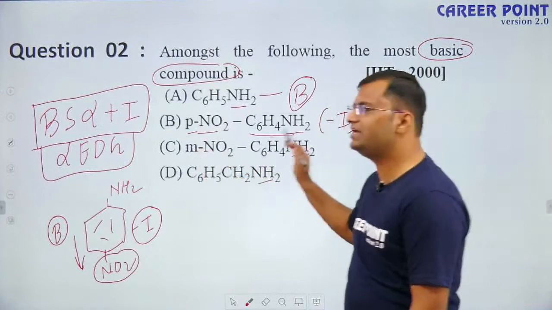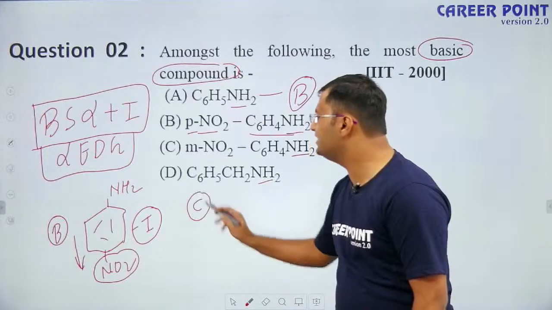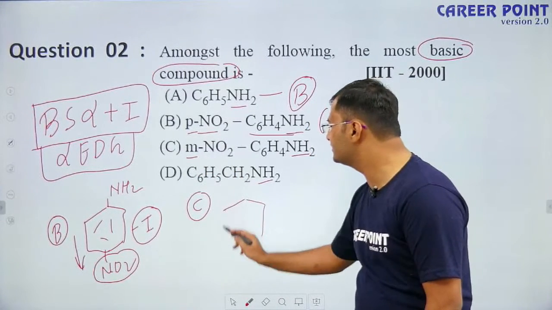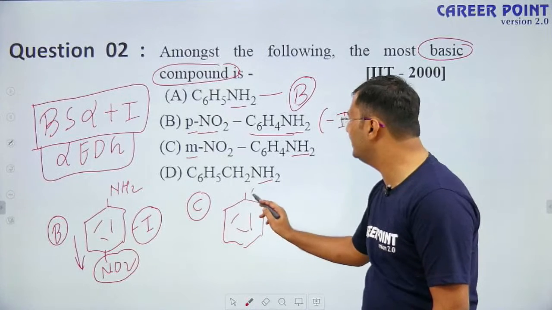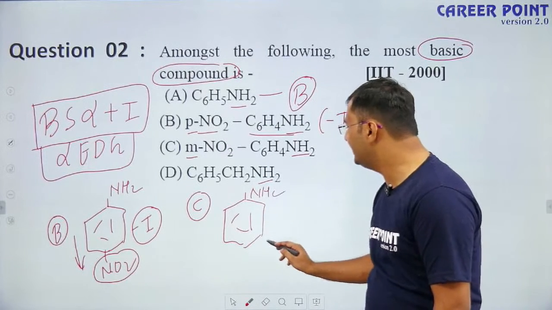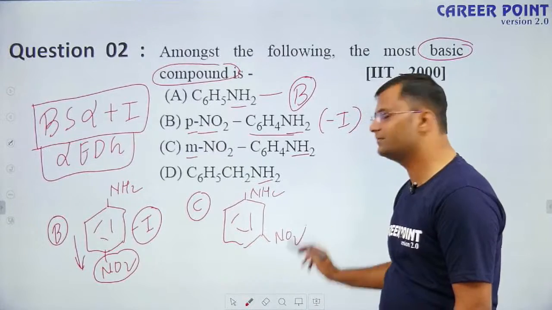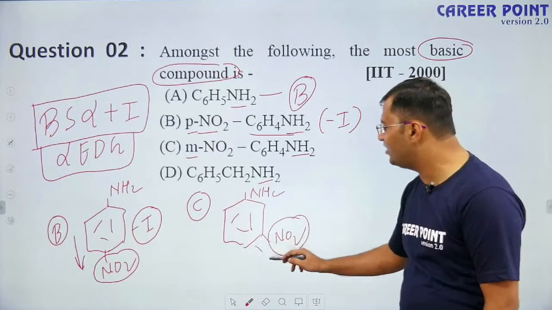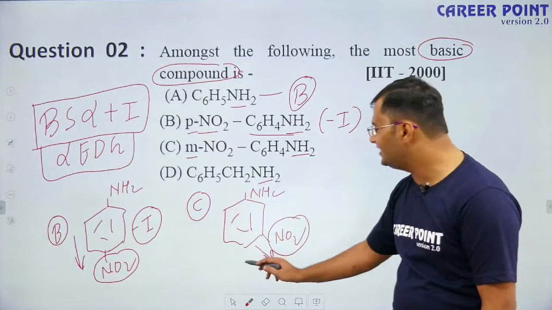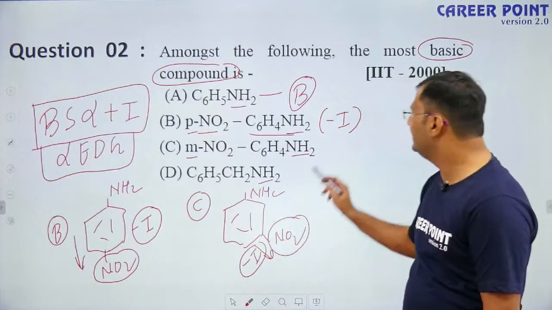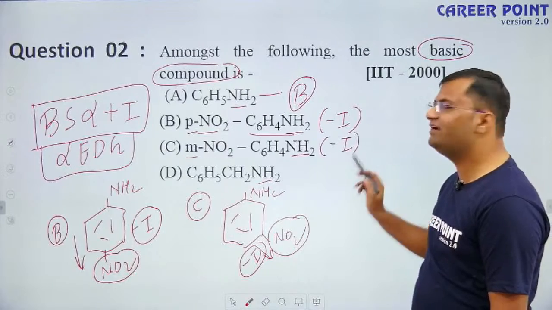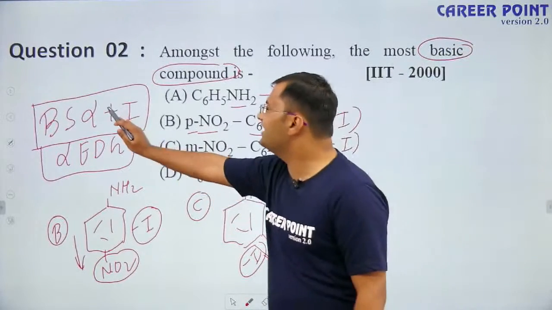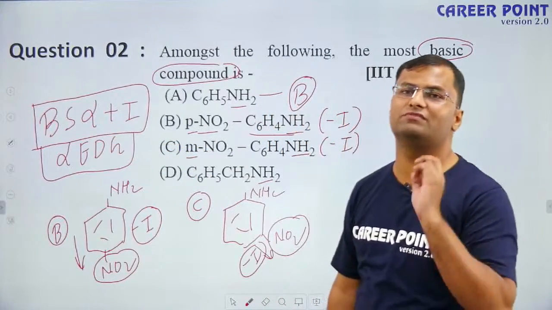Now we will come to point C. Here it is m for meta nitro. So we can say that this is the compound C6H4, it consists of NH2, and at the meta position this nitro group is attached. Again, this nitro group is an electron withdrawing group, or we can say that it causes a minus I effect. But we have to find the compound which gives a plus I effect, because plus I effect increases the basic strength of the compound.